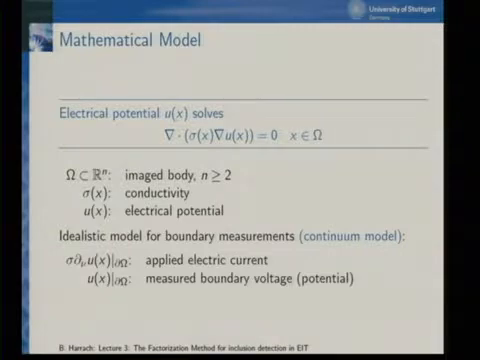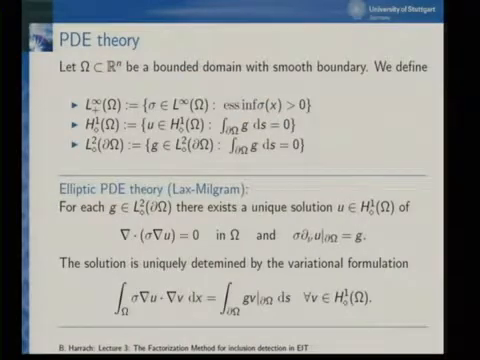So that's the idealistic model assumptions of having an infinite number of electrodes everywhere along the patient, so that you can really apply continuous functions on the boundary that are your applied currents or that are your measured voltages. And with that idealistic assumption, the mathematics behind EIT, behind the forward problem of EIT, are very, very well understood. So this is standard textbook PDE knowledge.